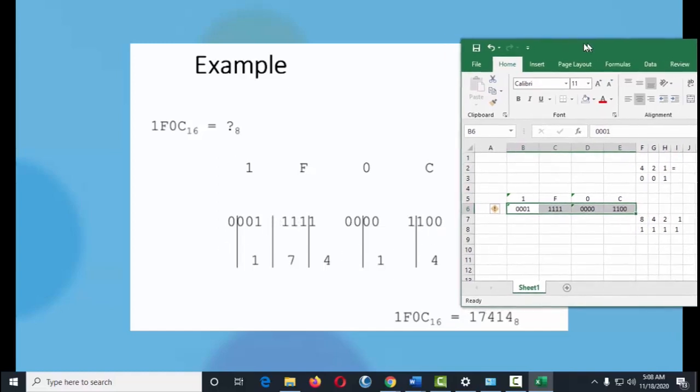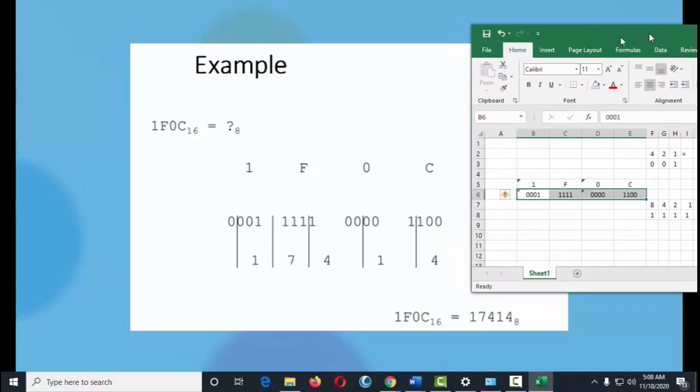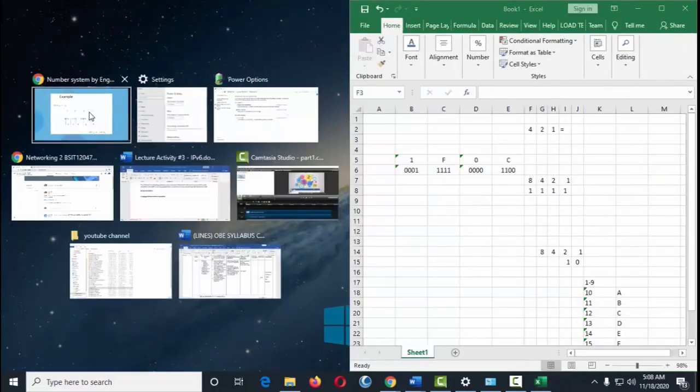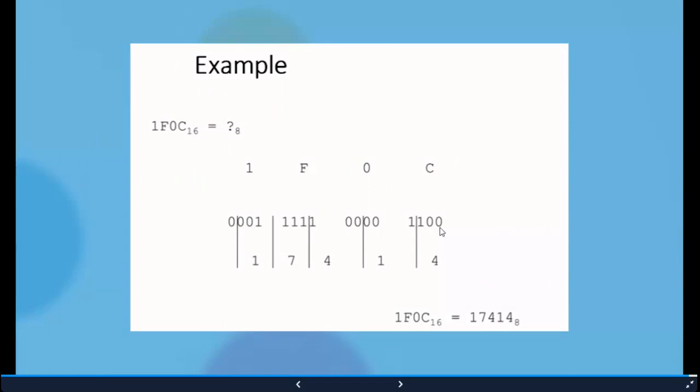And now you do the math again, now with the 4, 2, and 1. So this is 4, above here is 4, 2, and 1. This is 1, because 4, 2, and 1. And then another 4. And then 4, 2, and 1. You add 4, 2, 1 is 7. That's why it's 7. This is 1 and 0. So the answer is 17414 octal, from hexadecimal to octal.